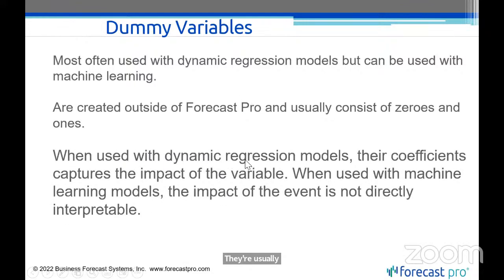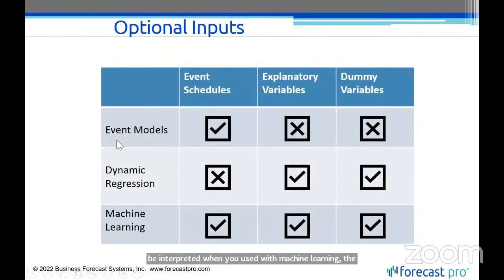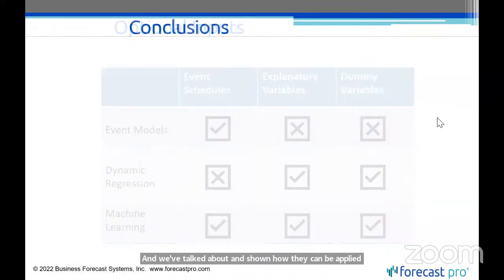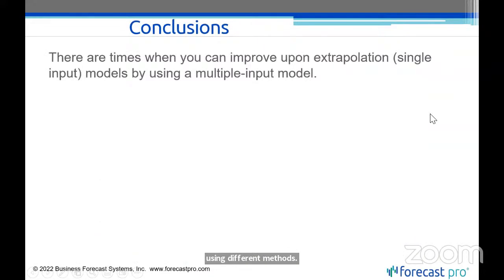When we use these with regression models, similar to explanatory variables, their coefficients capture the impact of the variable and can be interpreted. When used with machine learning, the impact is not as directly interpretable, but the relative importance is. Again, we've seen these three different types of additional inputs, and we've shown how they can be applied using different methods, and that's really the core of our presentation.